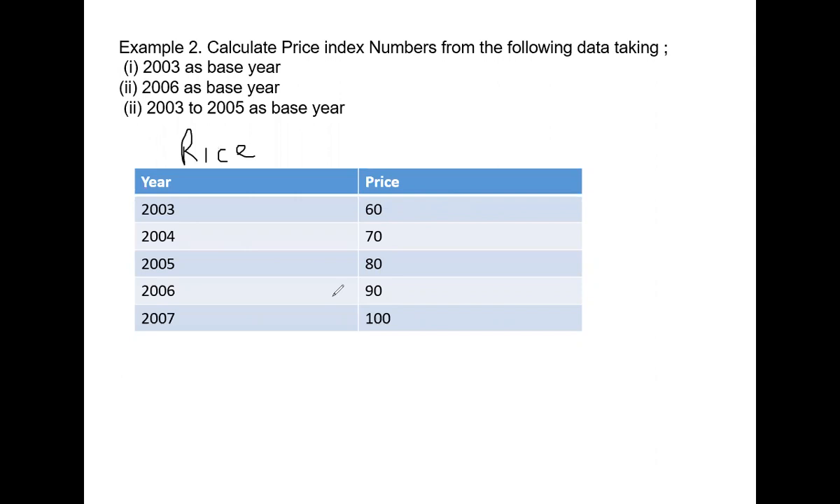And you have to calculate the price index for the given commodity using the various years as base, 2003, 2006, and then 2003 to 2005 as base year. How do we do that? Let's look at a computation.